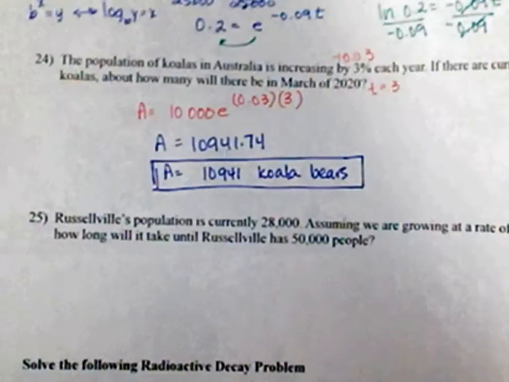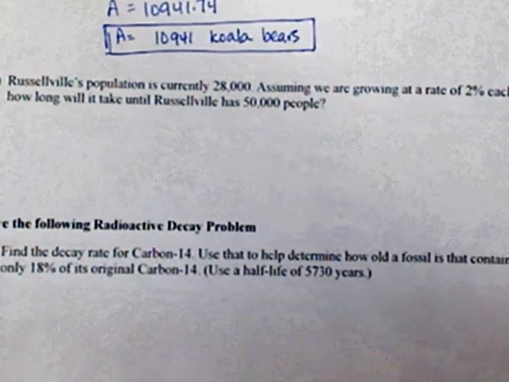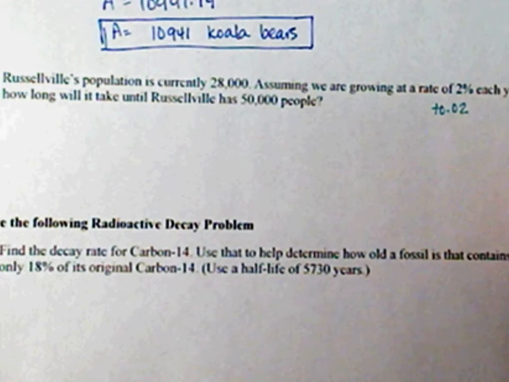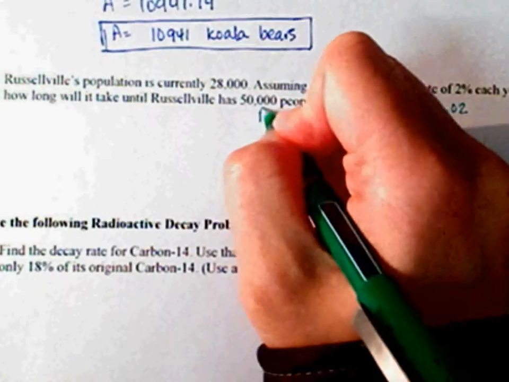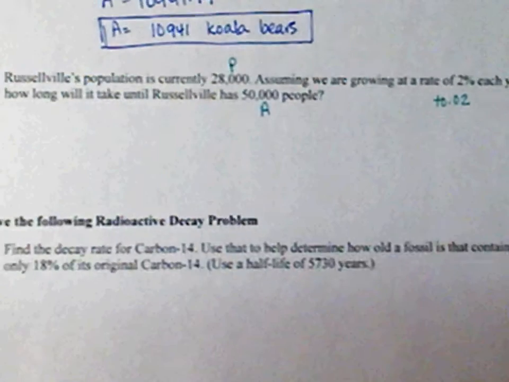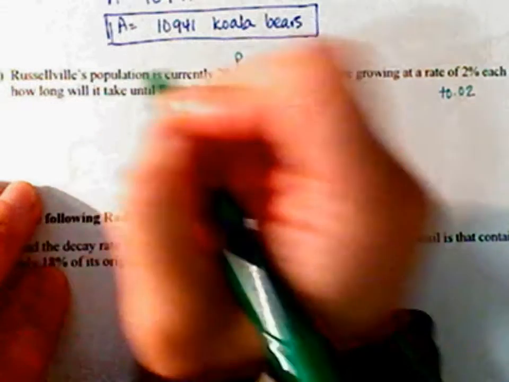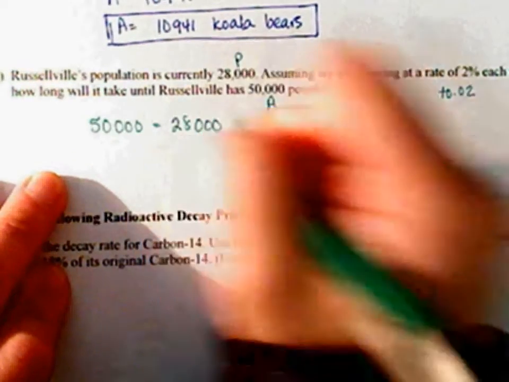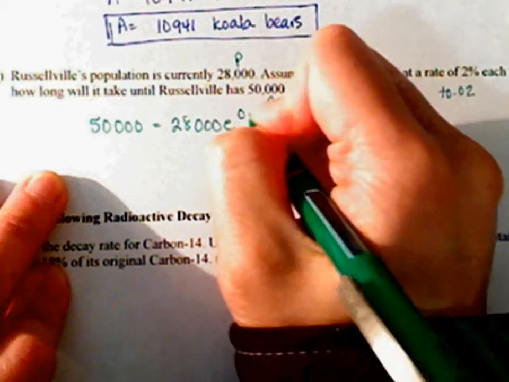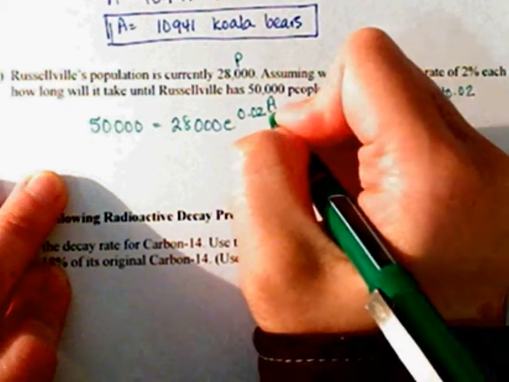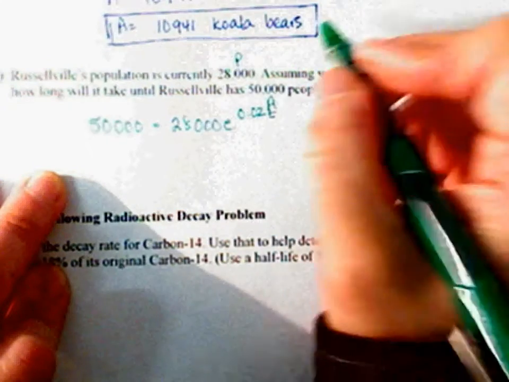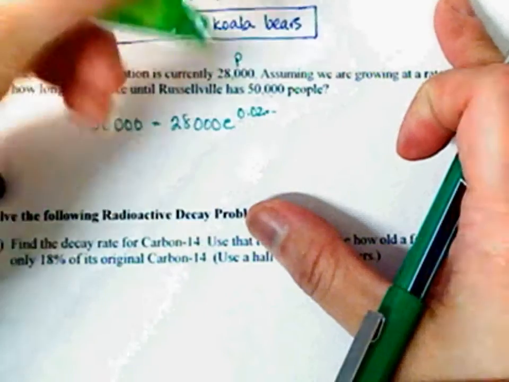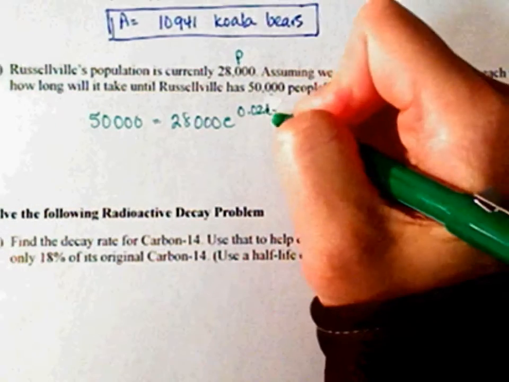Russellville population is currently 28,000. Assuming we are going at a rate of 2% each year, how long will it take until Russellville has 50,000? So here's your A. 28,000 is current. There's your P. All right. So you got 50,000 equals 28,000 e at a rate of 0.02 increasing times your t, because you don't know what this is. Let me erase this and make it a little bit better. Okay, there's your t, there's your A.